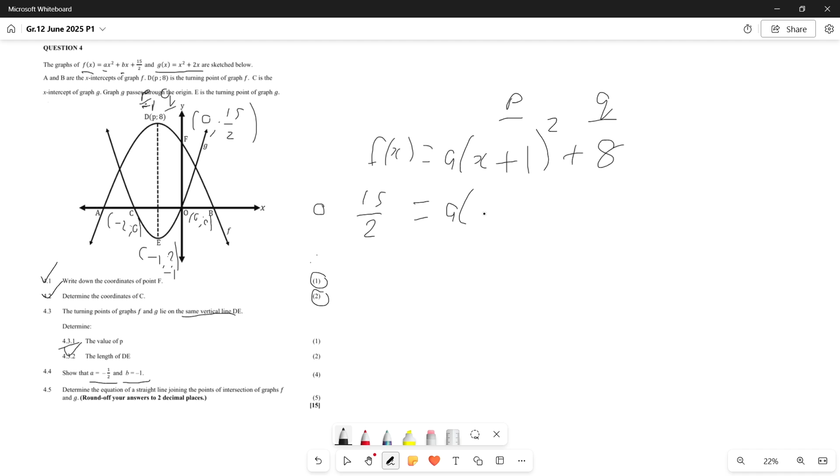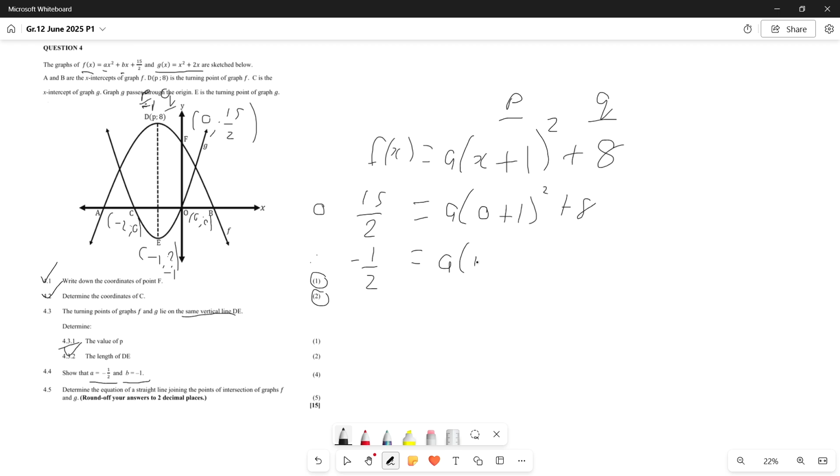Which means we have the x value. The x value here is 0 because that was the 0 for our y-intercept. That was the x value. And then we have this squared plus 8. So we can go ahead and solve for it. So 15 over 2 plus 8. We take the 8 over. Minus 8 is minus 1 over 2.